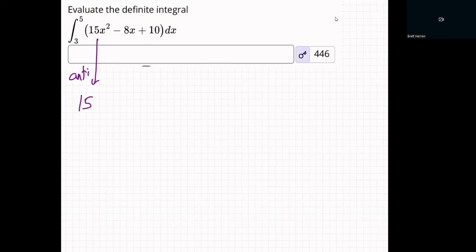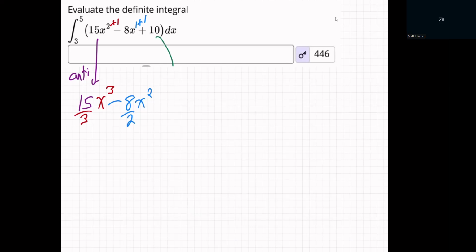We add 1 to the power, right? Instead of subtracting 1, we add 1. Comes x cubed, and then we divide by that number instead of multiplying by it. Okay, next part, minus 8, and then this is a 1 power, so we add 1 to it, becomes x squared, and then divide by that number.